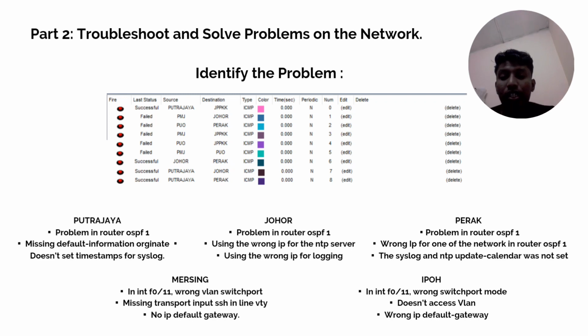And for Johor, the problem is in router OSPF1, using the wrong IP for the NTP server and using the wrong IP for logging. And lastly, for Perak, the problem is in router OSPF1, and the second problem is a wrong IP for one of the networks in router OSPF1. And lastly, the syslog and NTP update calendar was not set.